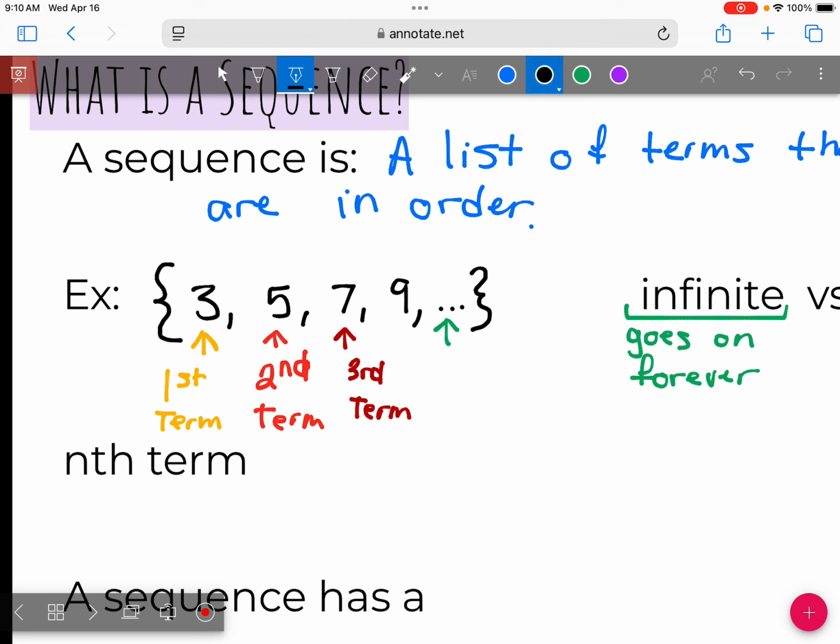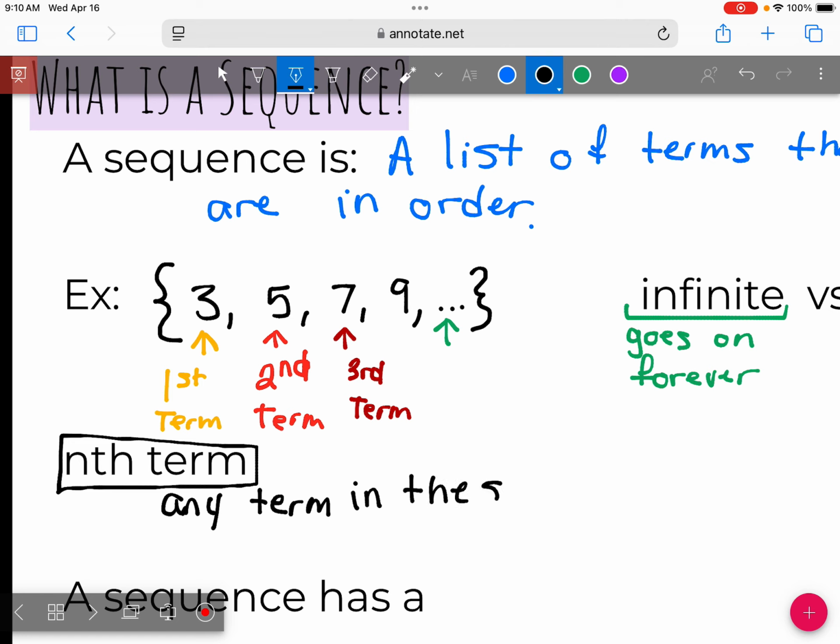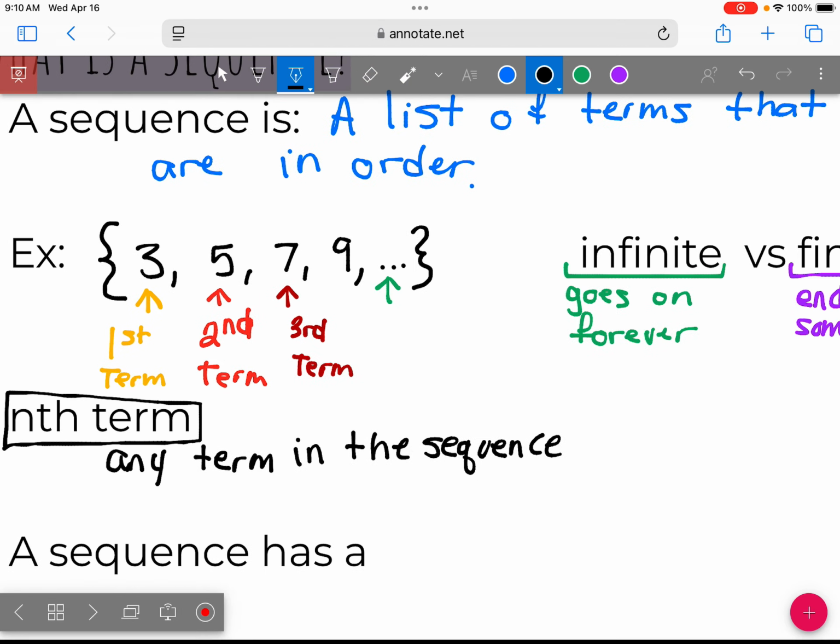So a lot of times we're going to talk about the nth term. This thing, nth term, would be any term in the sequence. I'm going to write this down. It's part of the reason I write with you guys, it stops me from talking too fast and getting too far ahead of you.